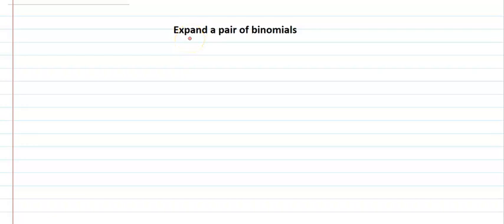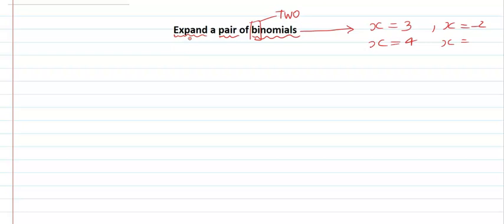In today's lesson, we are going to learn about expanding a pair of binomials. When we talk about binomials, it means we are getting two values of x. Two values of x means x can be 3 or x can be 4, x can be -2, and x can be any number.